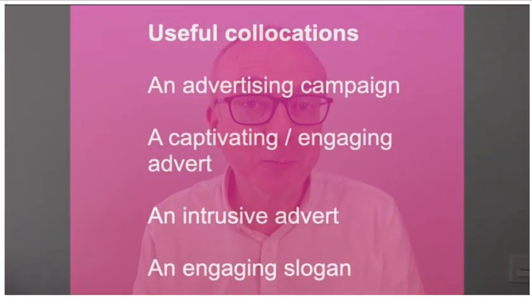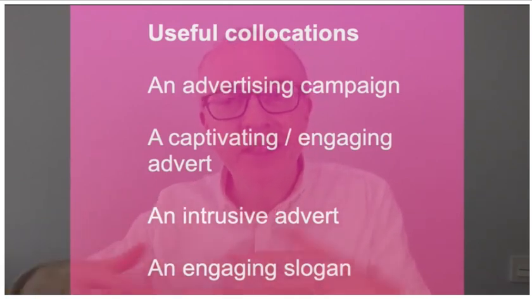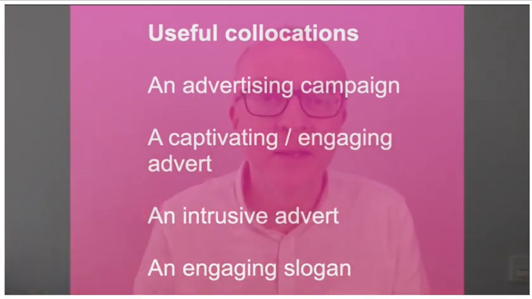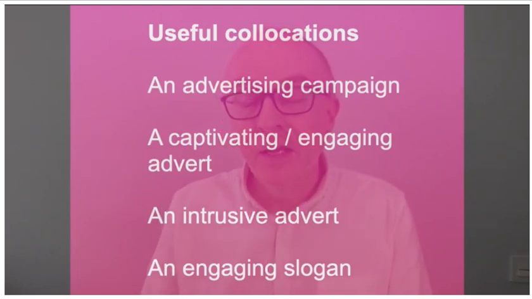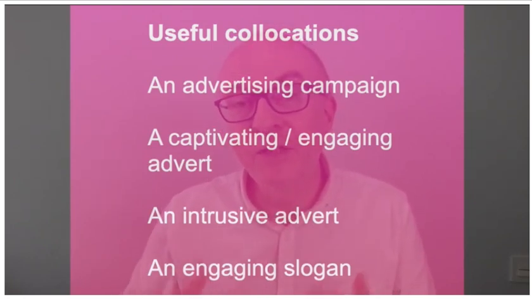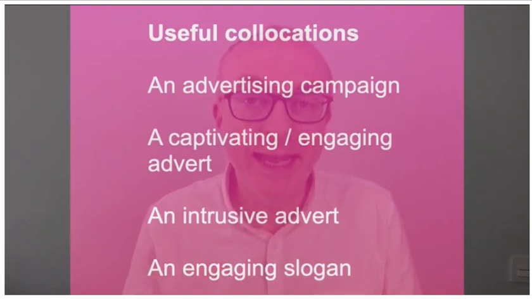And here are some useful collocations you might use when talking about adverts. Collocations are words that normally go together, right? So we talk about an advertising campaign. And that may have a series of adverts in order to target an audience, an advertising campaign. We can say that an advert, if it's very good, right, it's a captivating advert.